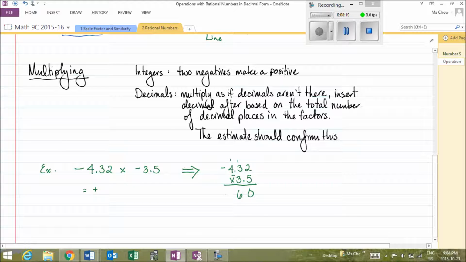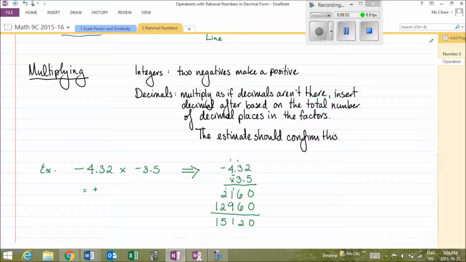Plus 1, that's 21. And then because now I'm looking at 35 or 30, so because it's 30 times 2, I'm going to just throw that 0 in there. So now I can just think of it as 3 times 2, which is 6. 3 times 3 is 9, and 3 times 4 is 12. So I add everything together. And so 432 times 35 would be 15,120.